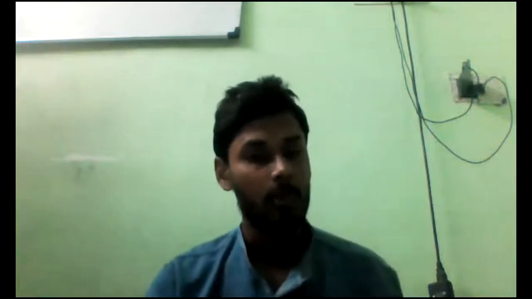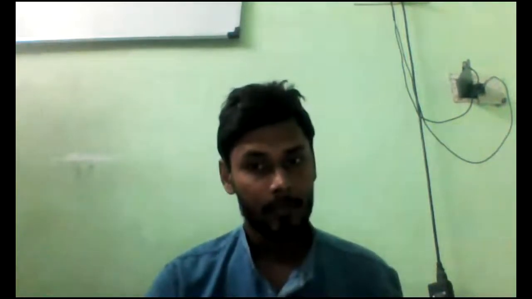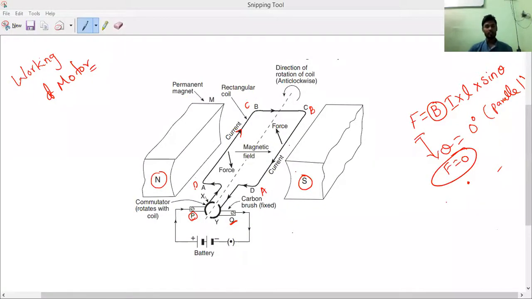During the half rotation, whether the current can pass through AB, sir, the Y commutator? Yes, but you can see the current will pass only when it touches the carbon brush P. Yes or no? Yes, sir. Do you understand, Kevin? Now, see, for example, this is the AB and this is the CD. Now the force is acting in which direction? Downward direction. So this side the rectangular coil will turn like this.